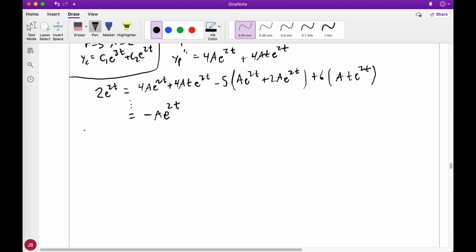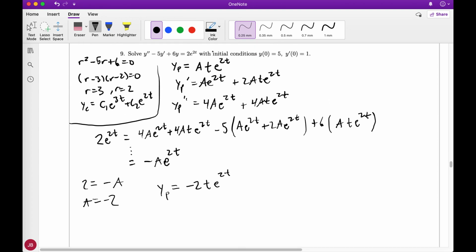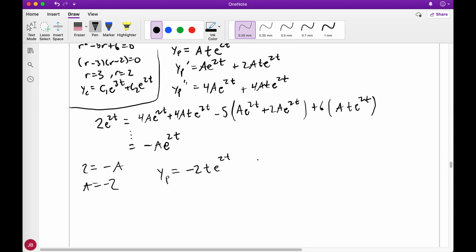And so what that tells us is that the coefficient of e to the 2t over here has to be the same as the one over here. So 2 is negative a, and a is negative 2. Okay, good. So what that tells us then is yp equals minus 2t e to the 2t, right? Because remember our form for yp was right here, so I'm just filling in a equals negative 2.